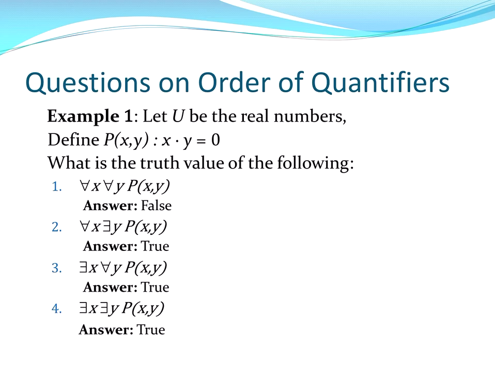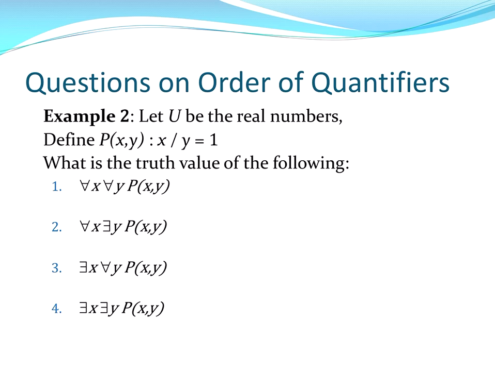Okay, so let's look at another one. So P(x, y) is x divided by y equals 1, where the real numbers are the domain. Is it true that for every x, every y, P(x, y)? No, that's not true. You can have 4 divided by 2, which is not 1. So it's a counterexample. How about for every x there exists y, P(x, y)? That's going to turn out to be false because consider the value of x equal to 0. There's nothing that divides into 0 and gives 1, so that's going to be false.